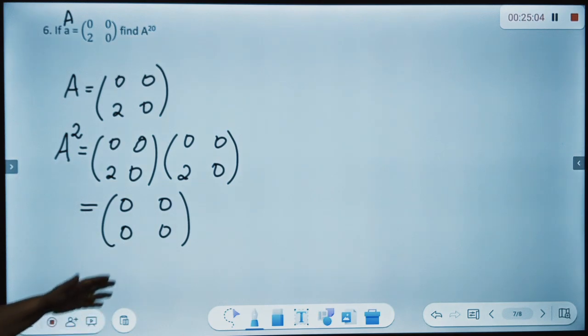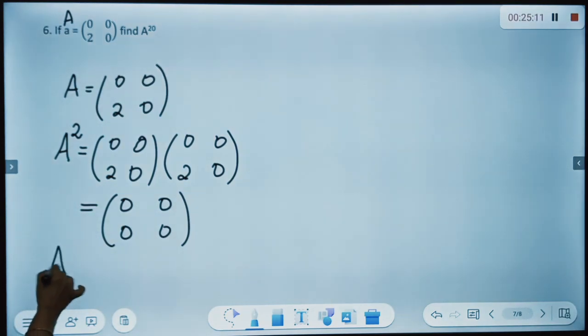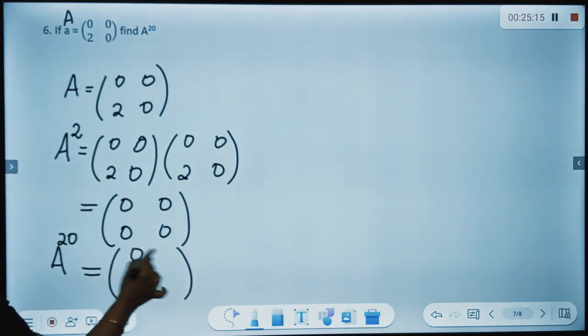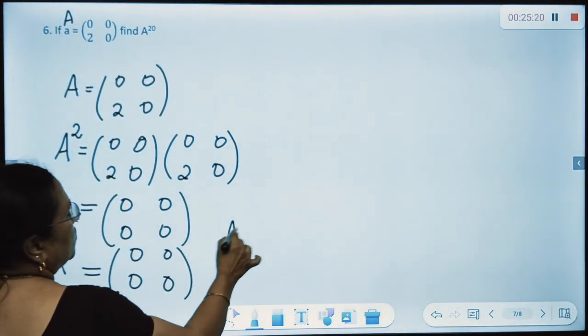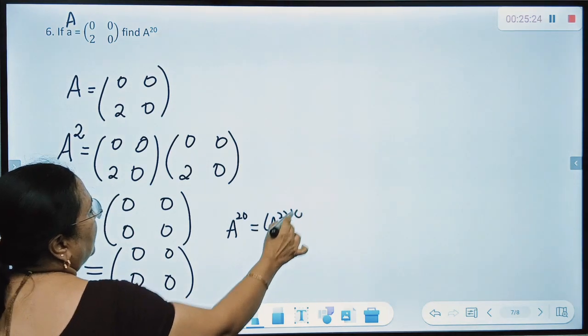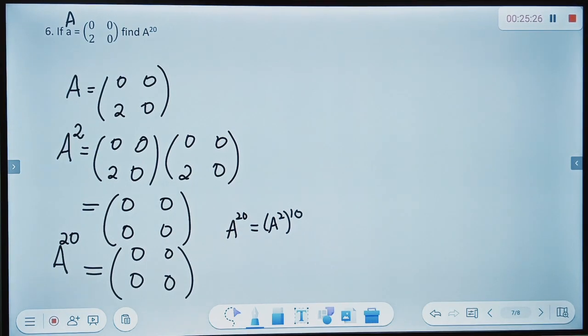So if I multiply anything with a 0 matrix, I am going to get only 0 matrix. Right? So A power 20 will also be 0, because A power 20 is nothing but A square multiplied 10 times. Even A power 100 will be 0 in this case. Whatever be the integral power, the value of the matrix is going to be a 0 matrix.